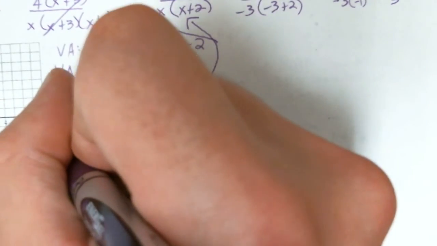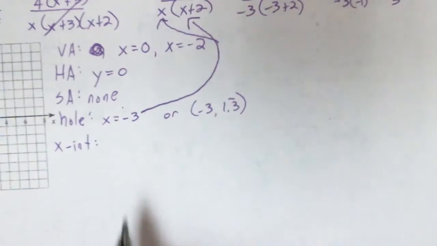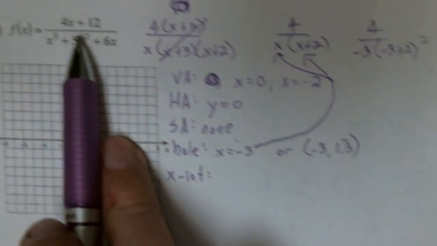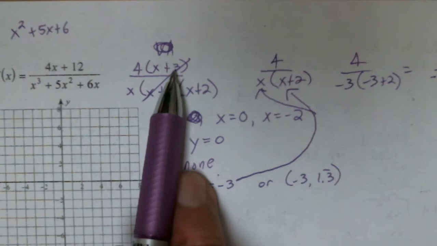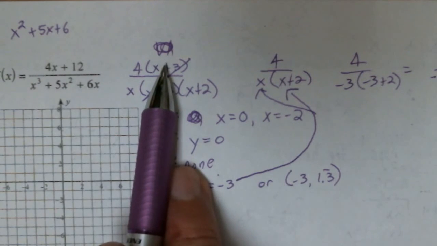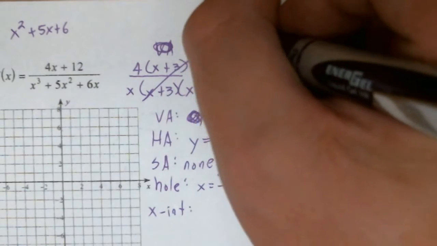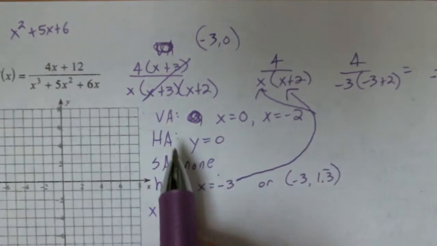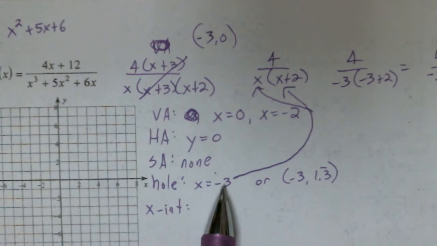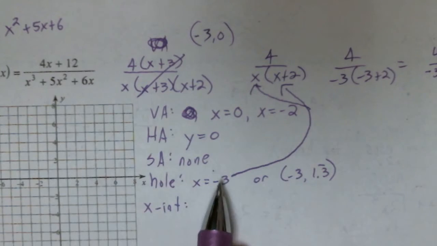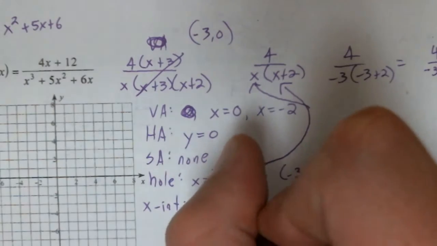All right, x-intercept. The x-intercept is where I'm setting the numerator equal to 0. Okay, so I've got 4 times x plus 3. So I would flip that sign and I would have an x-intercept at -3, 0, right? Set the numerator equal to 0. Ugh, tricky, tricky. Look at this. That's where a hole is, though. So I can't have an x-intercept at the hole. So I'm going to say there is no x-intercept.